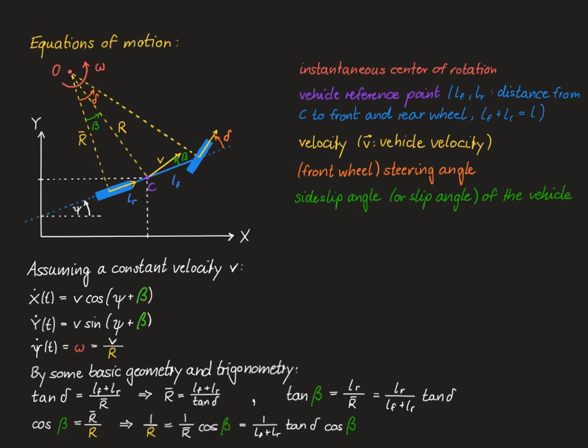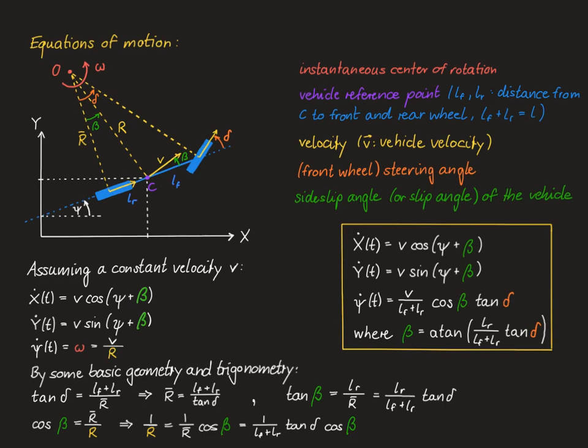And what we get is that 1 over r equals 1 over r bar times cosine beta. And now we can just substitute the expression for r bar from up here, and we get that 1 over r is equal to 1 over LF plus LR times tangent of delta times the cosine of beta.